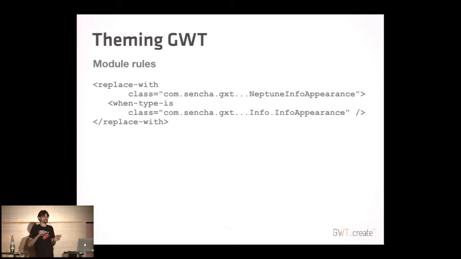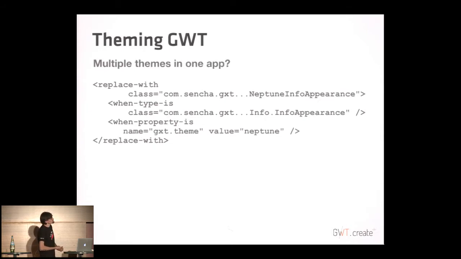Each module describes how we wire these things up. But what if we want to change back and forth between these two things? This is something we're adding in GXT 3.1, the zip file you've all already got, and in our generated themes. We can add an extra line saying, if you see this interface, info appearance, and the property GXT theme is set to Neptune, then provide the Neptune info appearance.